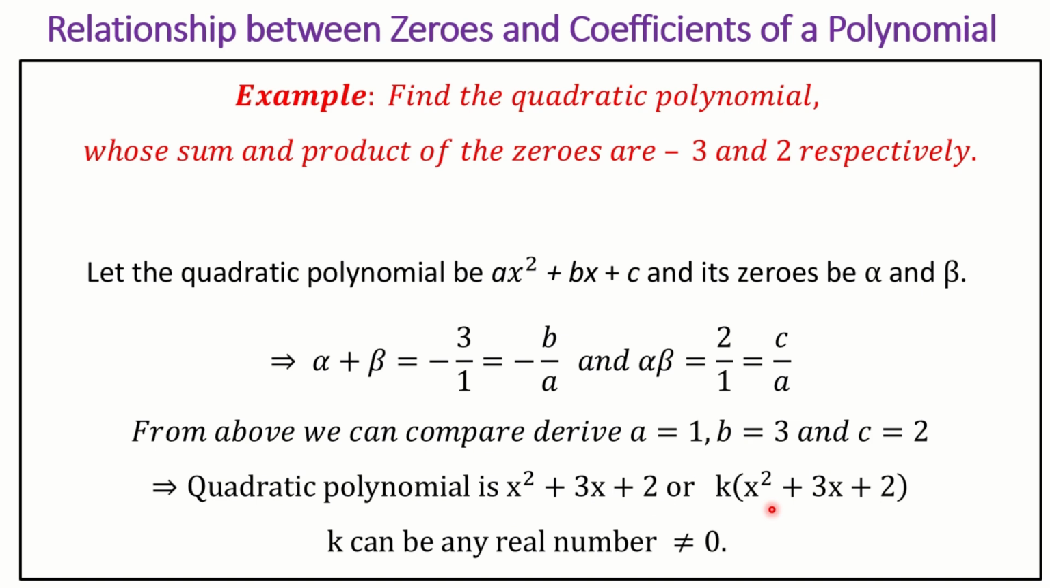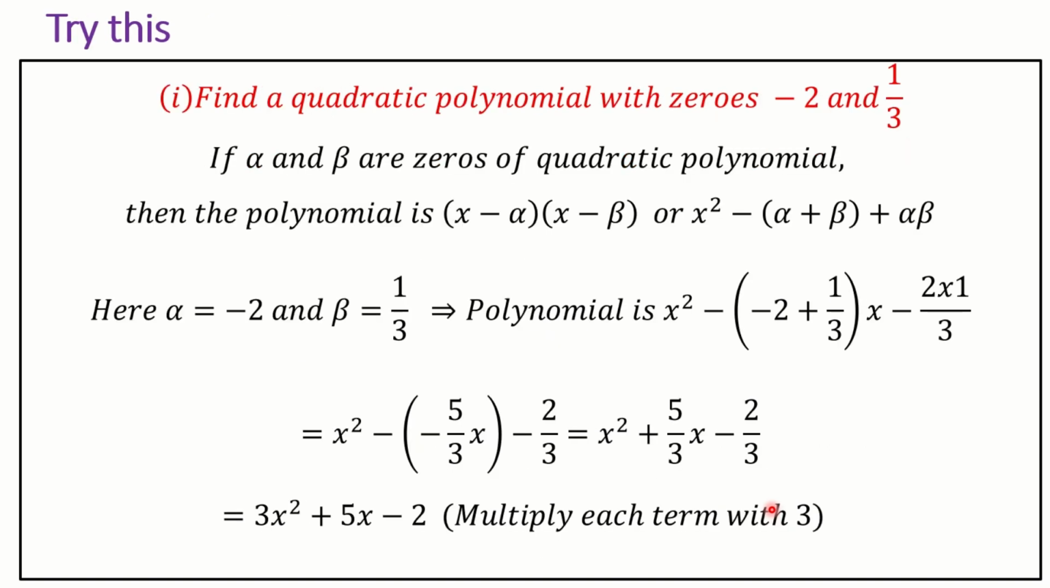This is how you should construct it, because sum and product are given here. Okay, next, find a quadratic polynomial with zeros alpha equal to minus 2, beta equal to 1 by 3. So it is as simple as x square minus minus 2 plus 1 by 3 x, plus minus 2 into 1 by 3. That's how you will build it. So you will get 3x square plus 5x minus 2.